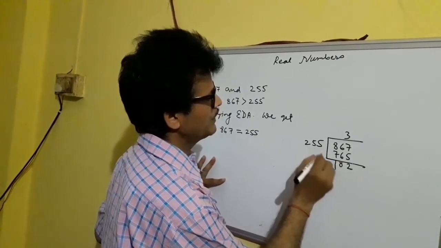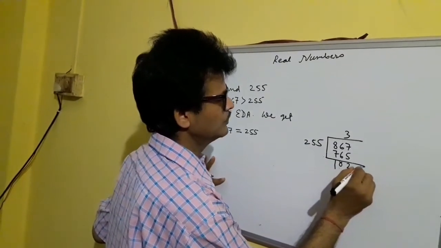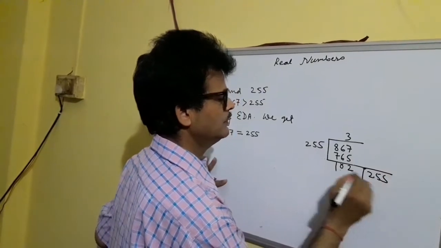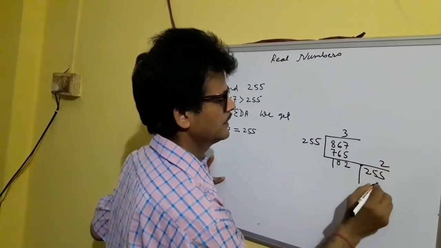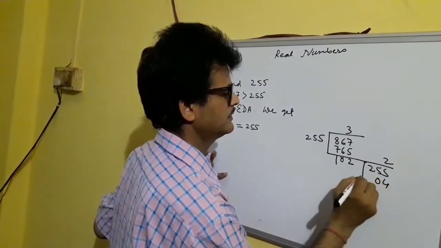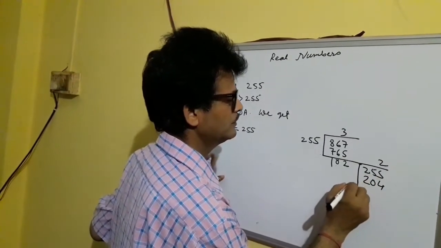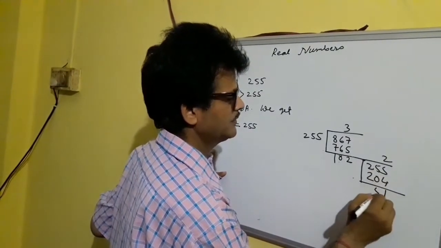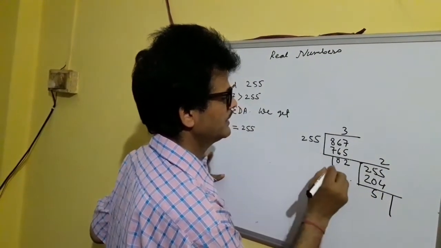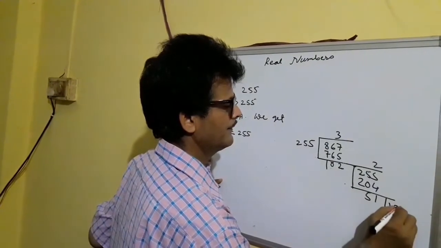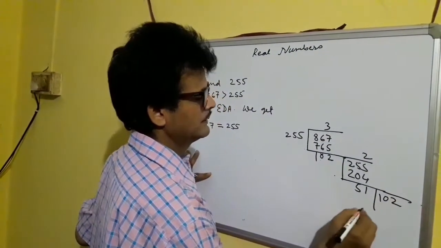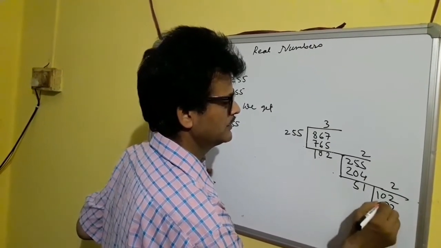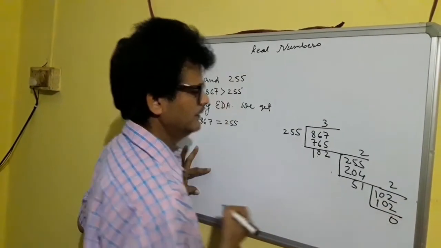Now we divide 255 by 102. 255 by 102, so it will be 2 times. 2 4s are 8, 2 0s are 0, 2 and 2. So subtract this. 5 minus 4 is 1, this is 51. Again we divide 102 by 51, so this will be 2 times. So 2 0 1 here, remainder 0.